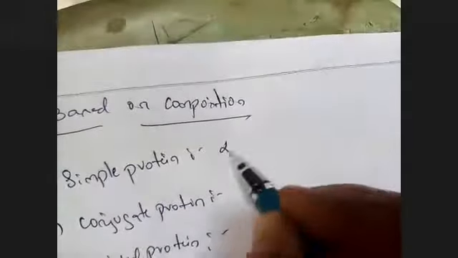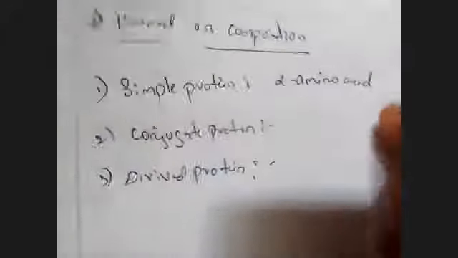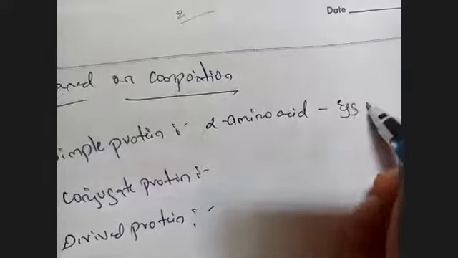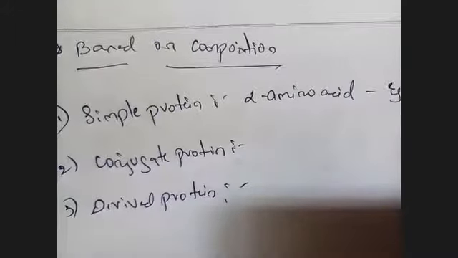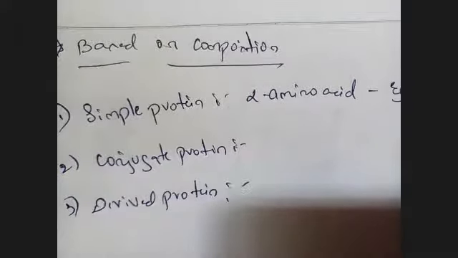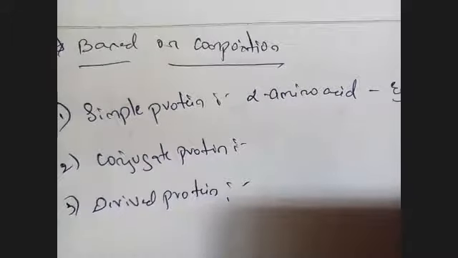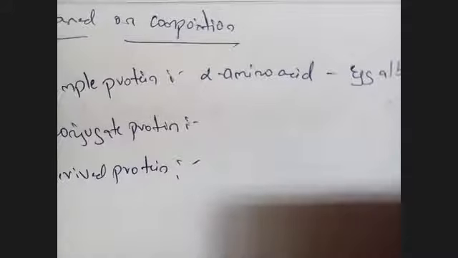Simple proteins are the types of protein where you can see the presence of only alpha amino acid. For that, you can give the example of egg albumin. So what do you mean by simple protein? Simple protein is a type of protein formed only from alpha amino acids. That is present in your egg albumin. So egg albumin is the best example for your simple protein.